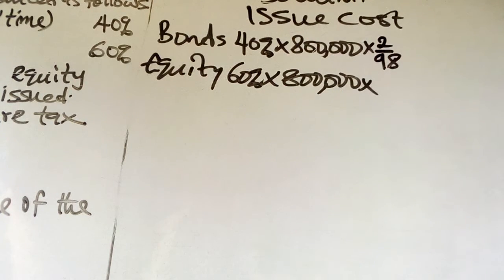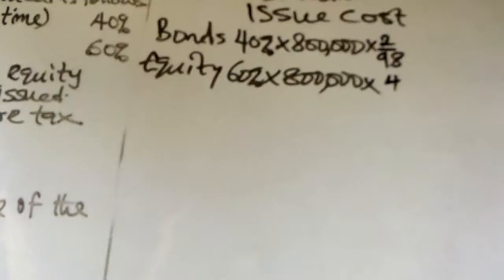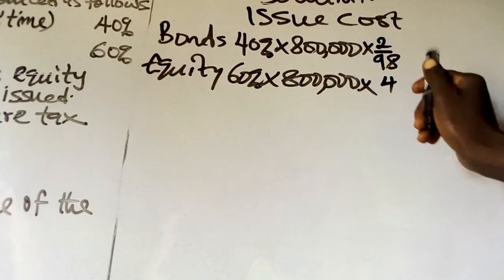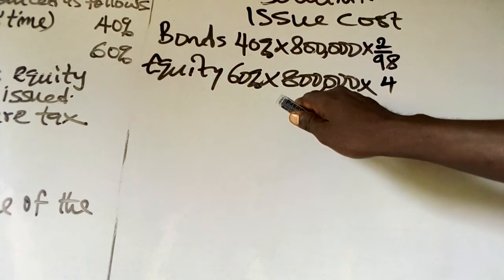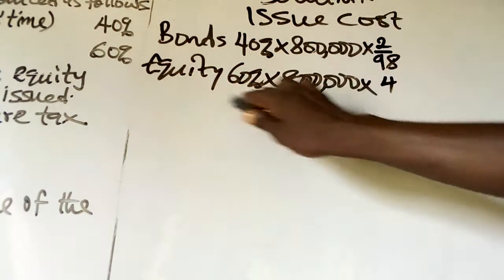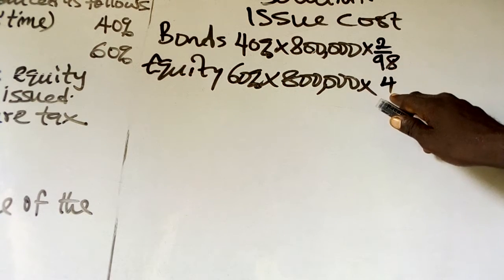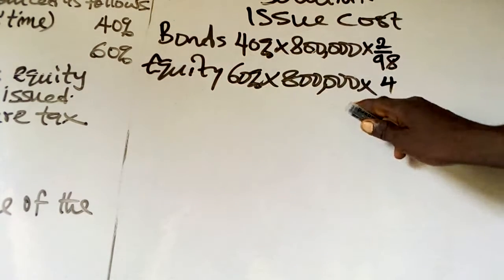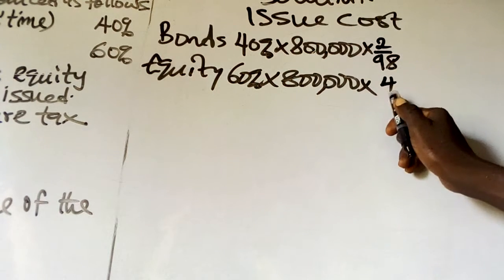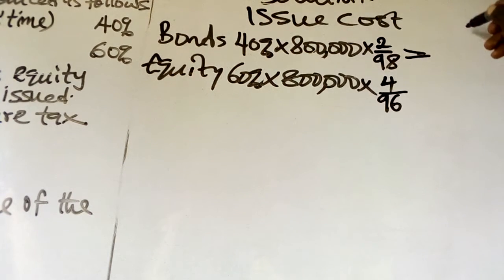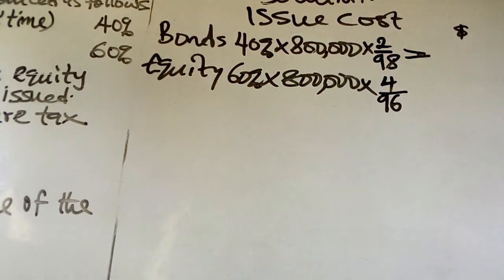The issue cost of equity was given to be 4%. And this is net. So 60% of this is net, which means the issue costs have been subtracted. If 4% is removed from 100%, you'll be left with 96%. That means the amount is equivalent to 96%. So to determine that issue cost, it will be 4 over 96. That is the issue cost.